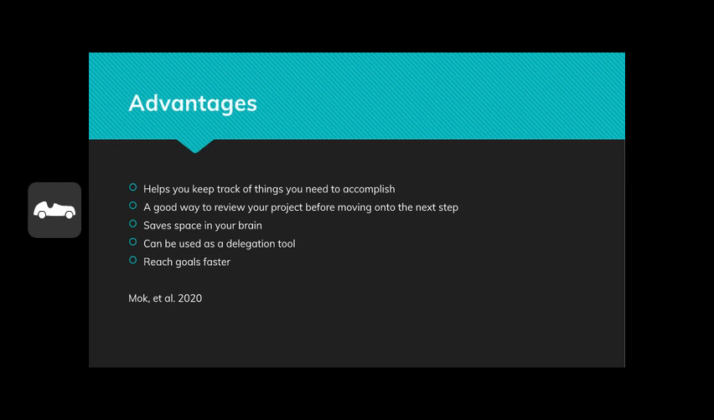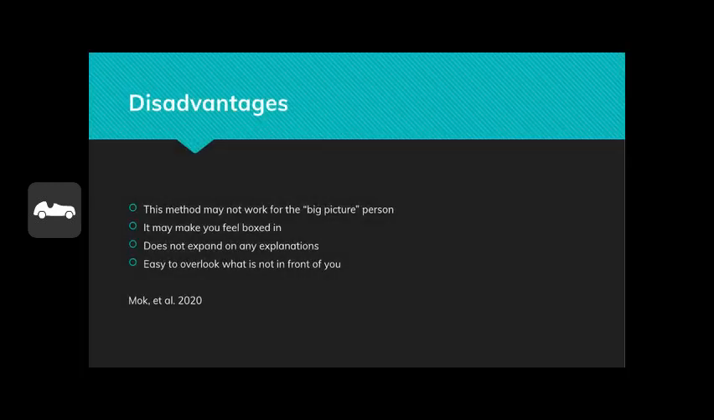And then it can also be used as a delegation tool. Stephanie, if you want to do 1 through 5 on the checklist, George, if you want to do 6 through 8 on the checklist, you could use the checklist to delegate that way. And then it can also help you reach goals faster because you're held accountable for where you are at in the checklist. And I got this from a paper from Mock.